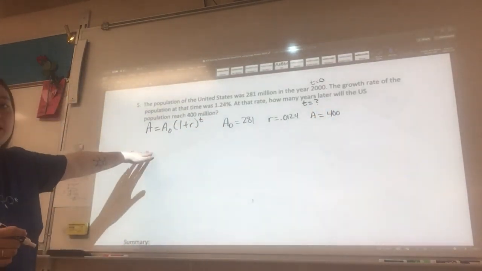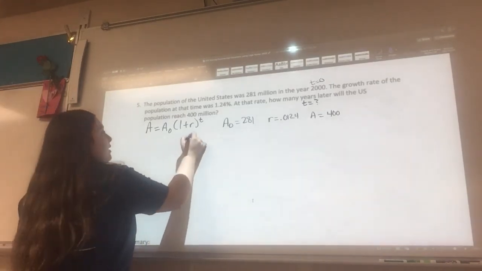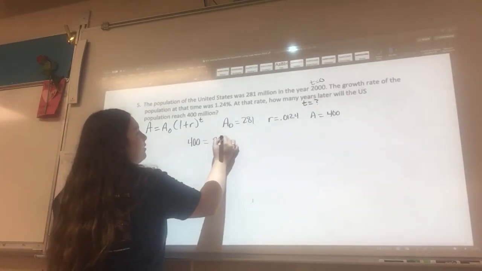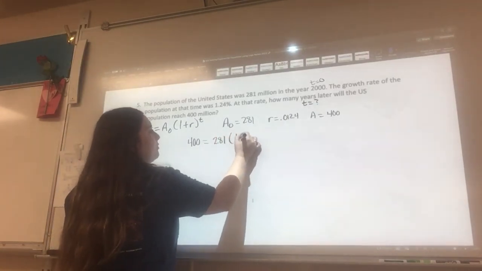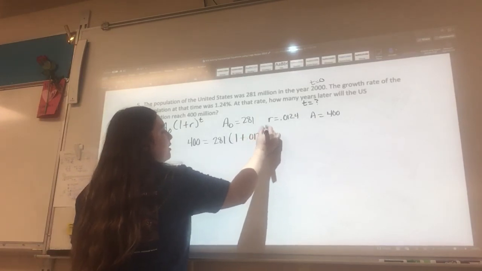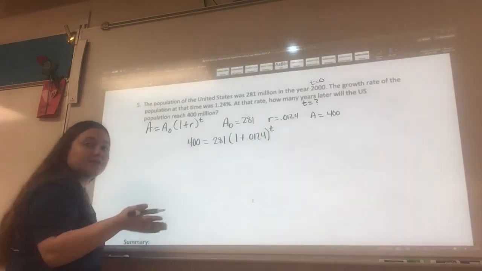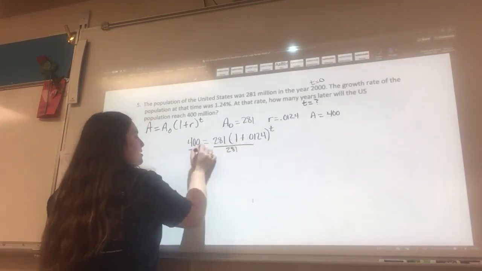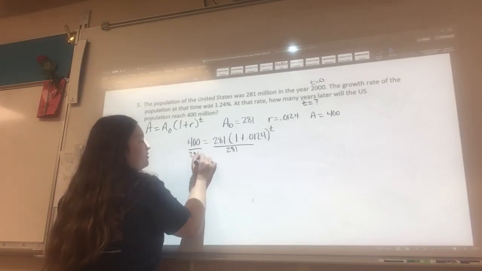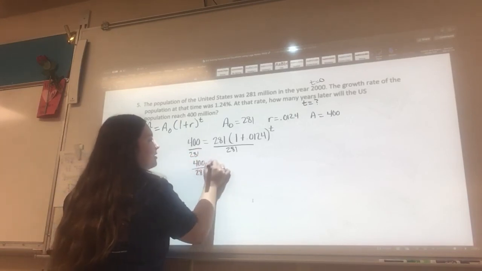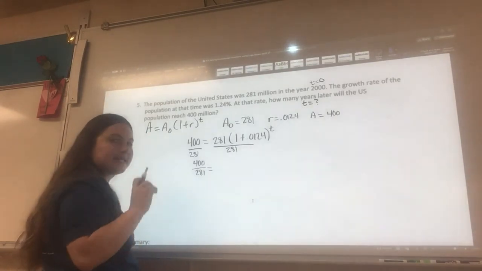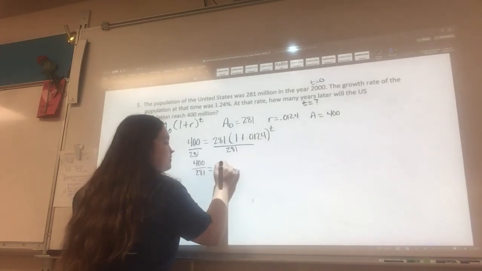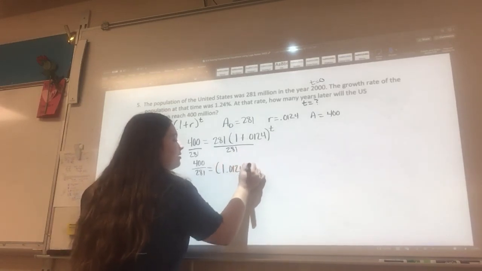So now all we have to do is just plug it into our equation. So we're going to get 400 equal to 281 times (1 plus our rate of 0.0124) to the t, and we're looking for our time. So now we just have to solve for time. I'm going to divide by 281 on both sides. I am not going to immediately divide it because I want to make sure that my decimals are as accurate as possible. I'm going to add my 1 plus 0.0124, so it's 1.0124 to the t.